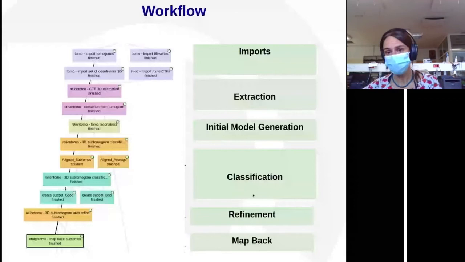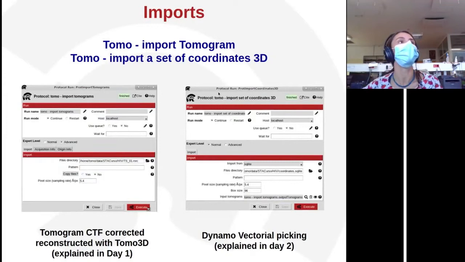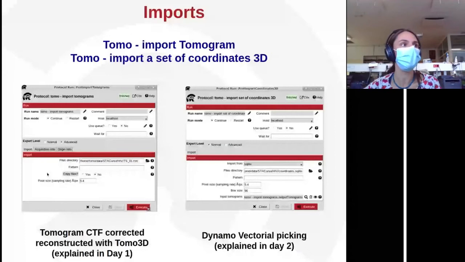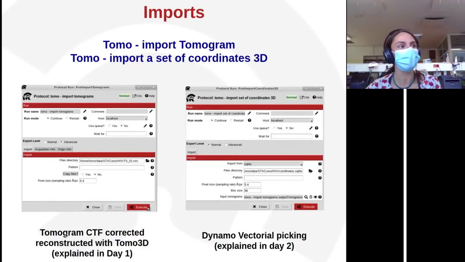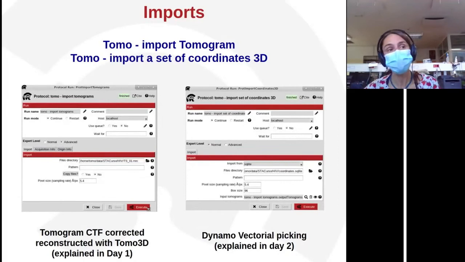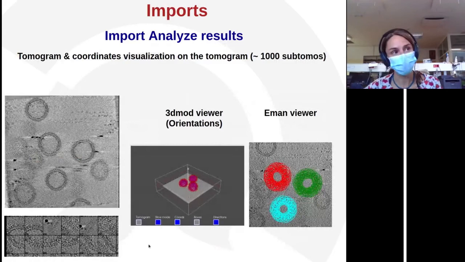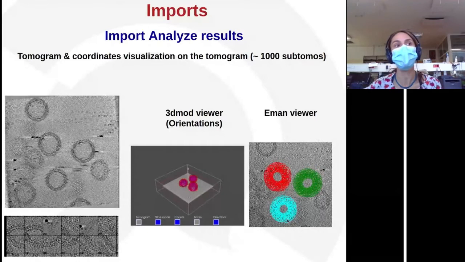So we will start from the beginning, which is the imports. We will need to import quite a lot of things, so we'll go slowly. The first thing that we will need to import is the tomograms. You are already experts in importing tomograms because you have already done it with Estrella, with Patricia this morning, and also with David yesterday. So we'll use the same protocol. This tomogram was reconstructed using the Tomo3D program that was explained in day one. We will also import the coordinates that were picked with Dynamo, as explained in day two by David. And once we have these two things, we will verify that everything that is imported is good. So we will open the 3D viewer to see our viruses with their oriented particles, and Eman also to see the particles that we have picked.